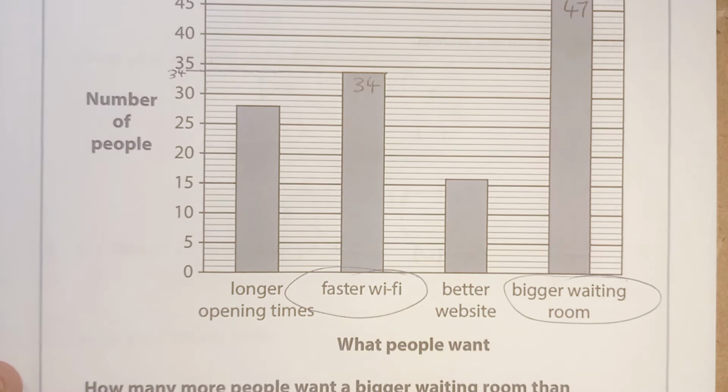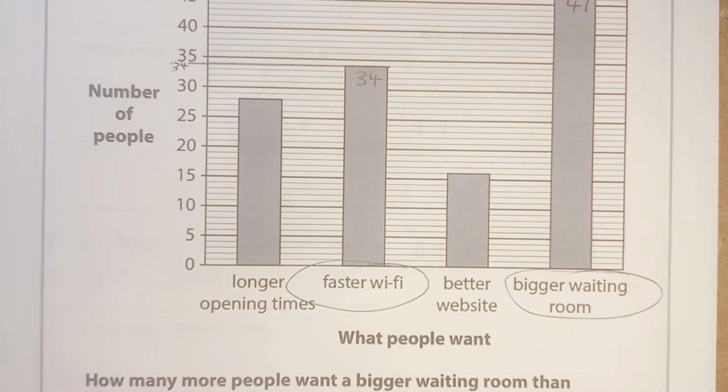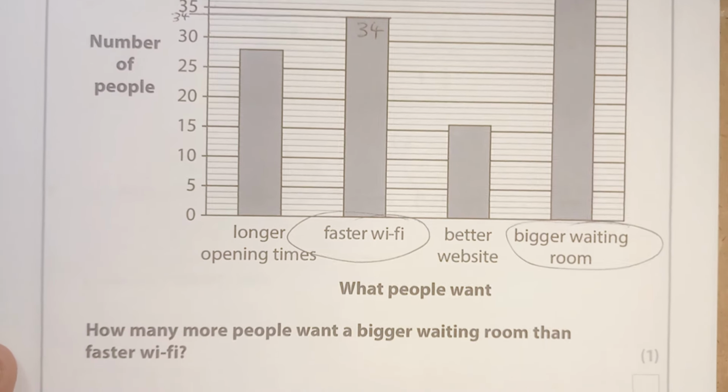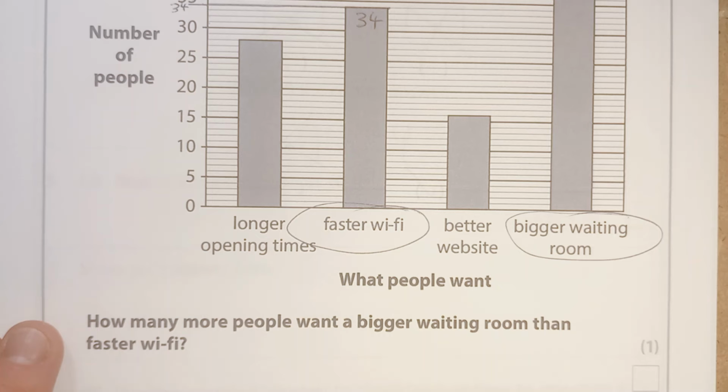Now, if you remember, the question was, how many more people want a bigger waiting room than faster Wi-Fi? Well, bigger waiting room was 47 people. Faster Wi-Fi was 34 people. So if we want to know how many more, we need a subtraction. We're trying to find the difference.